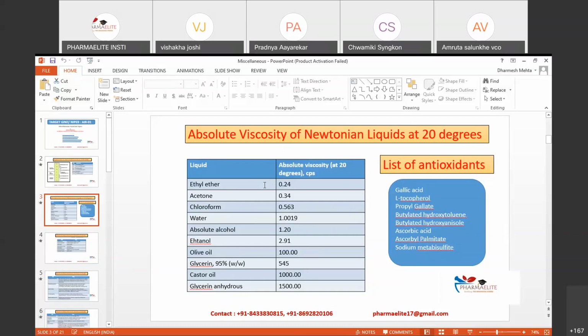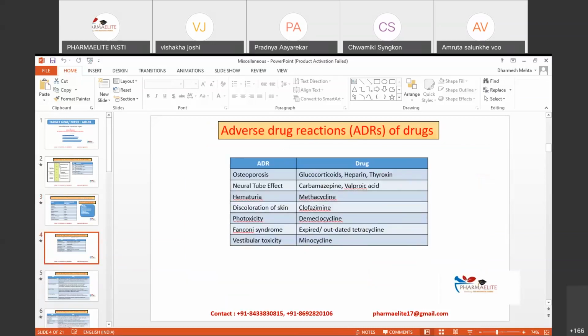So jaise absolute viscosity ka table hai, same way we need to have a table for dielectric constant. So there are such multiple parameters which are straight away being asked in entrance, which we need to know as a value. We need to know a list of antioxidants. We need to know ADRs.